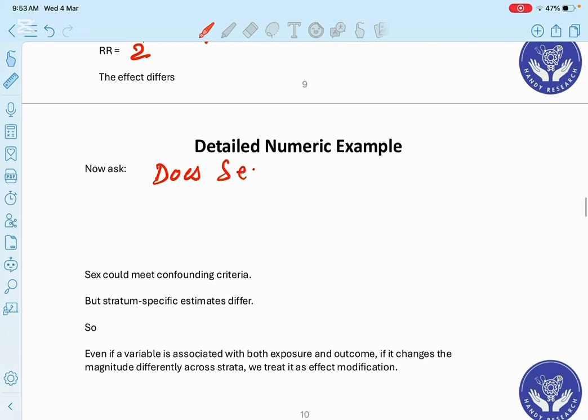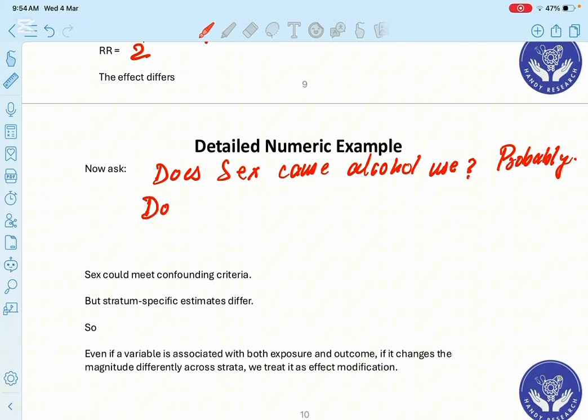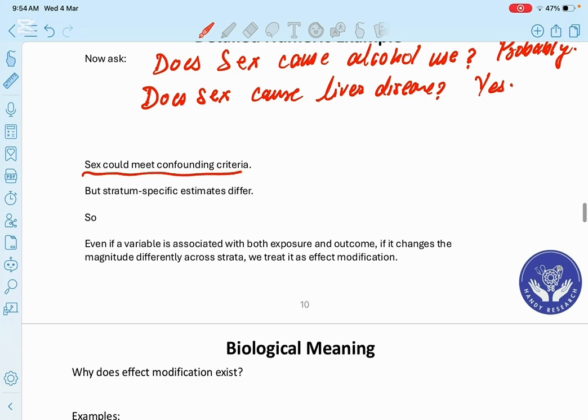Now ask: does sex cause alcohol use? The first question is, does sex cause alcohol use? Might be, or probably. According to the results we see, sex probably causes differences in alcohol use, in its distribution. And again, does sex cause liver disease? Again, it might be yes. The result shows us that. So sex could meet the confounding criteria.